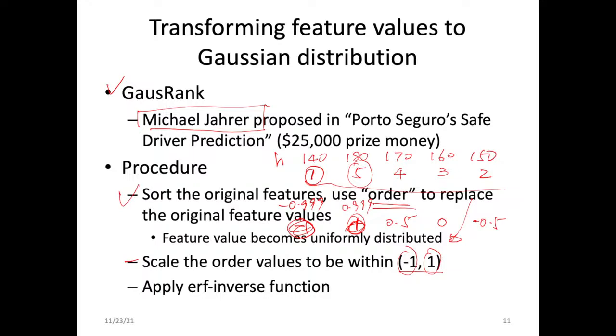Okay? And then, once you have these features, you just apply a special function called inverse error function. That's a special function, but anyway, it's just a function. You plug in these numbers into this function, it will give you an output. Okay? It's just a function. And after you apply this function, the feature distribution will become Gaussian, magically. And I don't plan to tell you why. I just tell you the procedure.